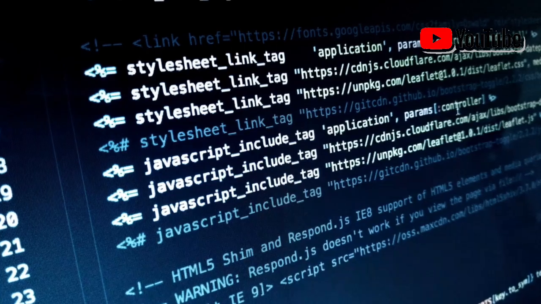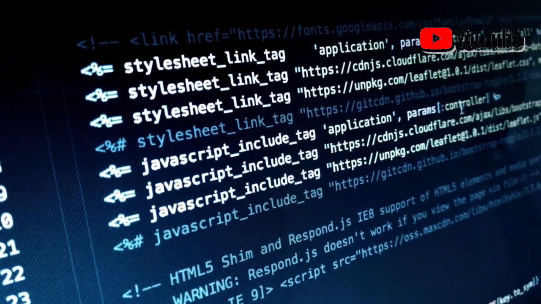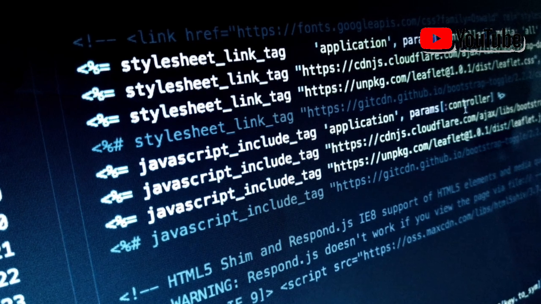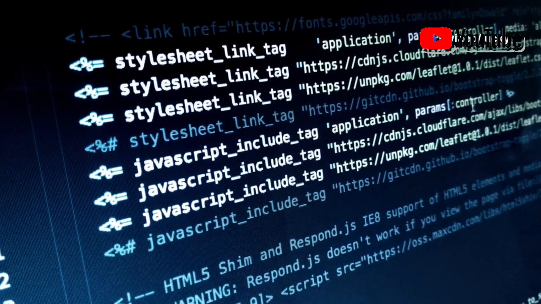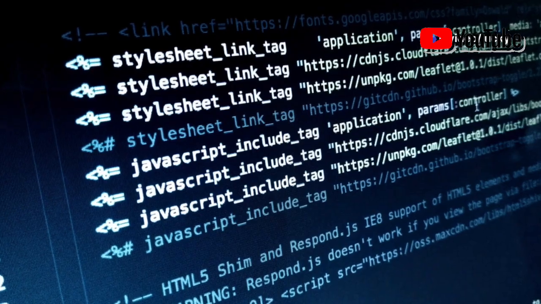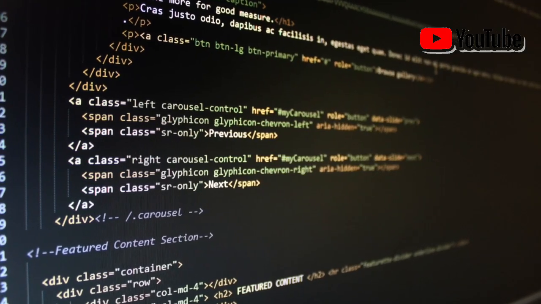This means it does not have complex logic like programming languages. You won't find loops, conditionals, or functions in HTML. Instead, you will find a straightforward way to define the structure of your content. Instead, it focuses on structuring content.